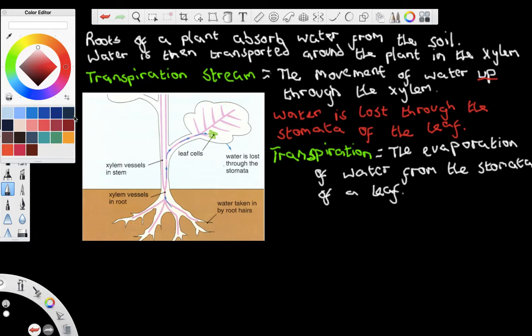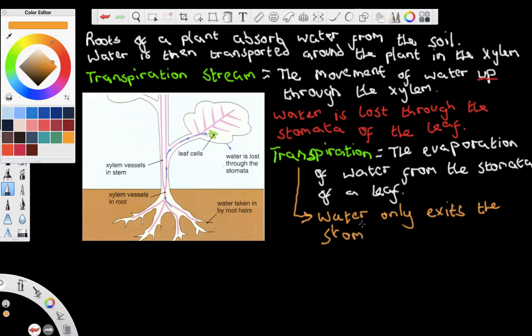It's important to point out here that water only exits the stomata. So water only exits the stomata of a leaf. The reason I say this is because I mark countless exam questions where people are telling me the water enters the leaf through the stomata. As a rule of thumb, it's better to imagine it as the water exiting the stomata only.